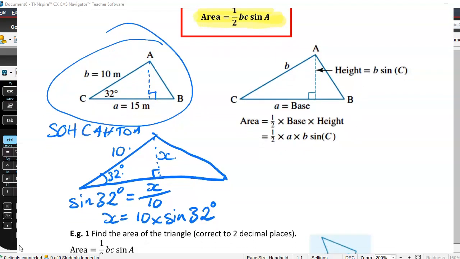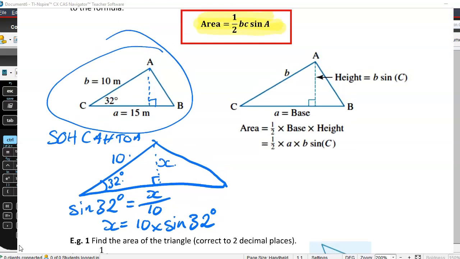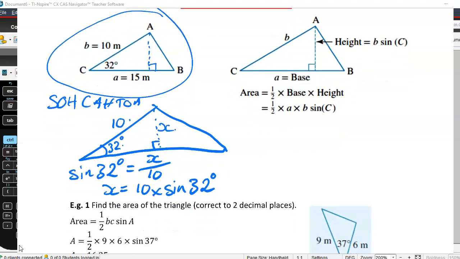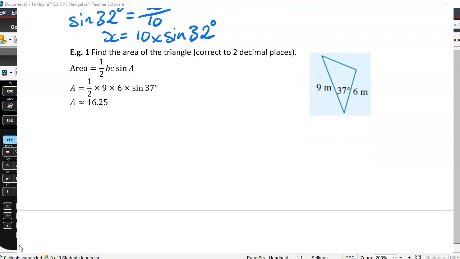Okay. So you need to know the side or two sides and the angle between them in order to use this formula. Okay. Now this formula, it's actually a pretty nice formula to use. So find the area of the triangle correct to two decimal places. So write out the formula. There's my triangle. Putting my knowns and unknowns, and that's what I get.